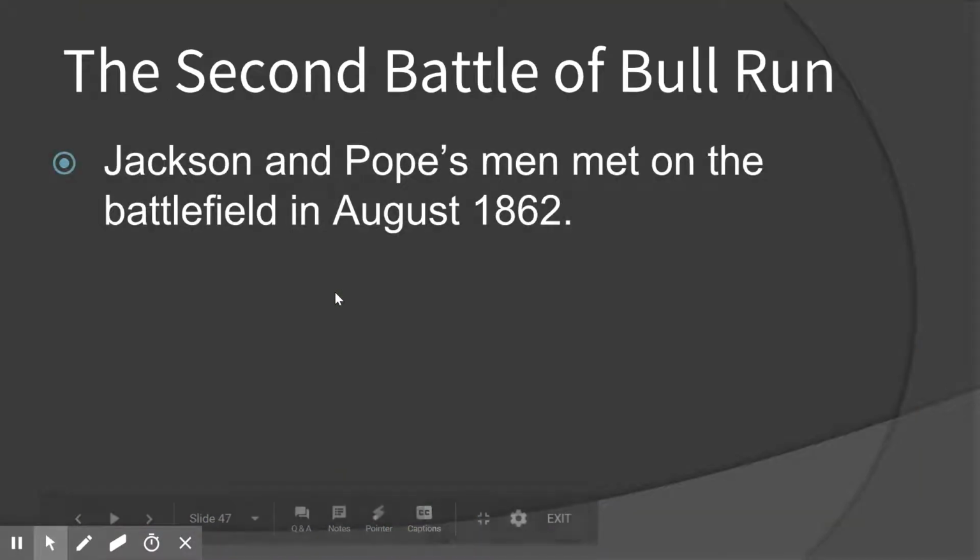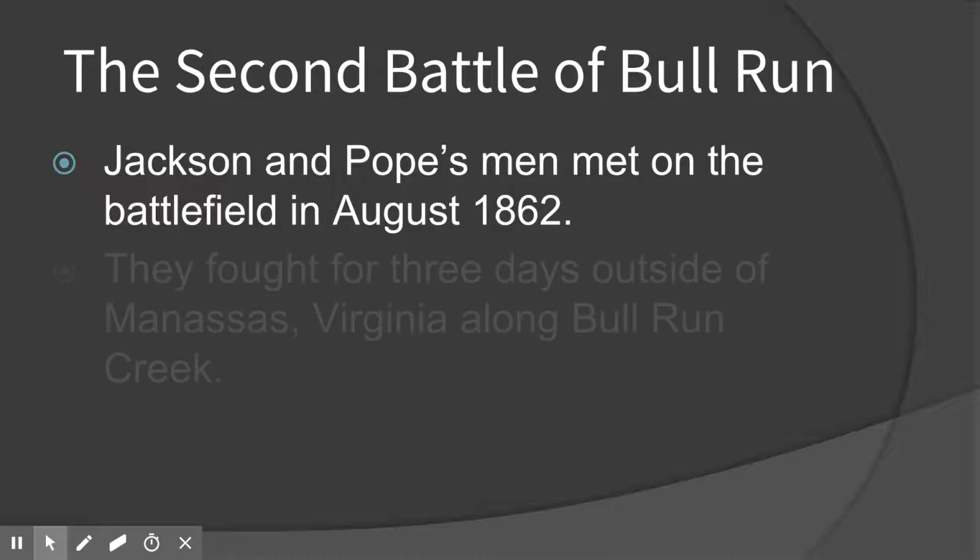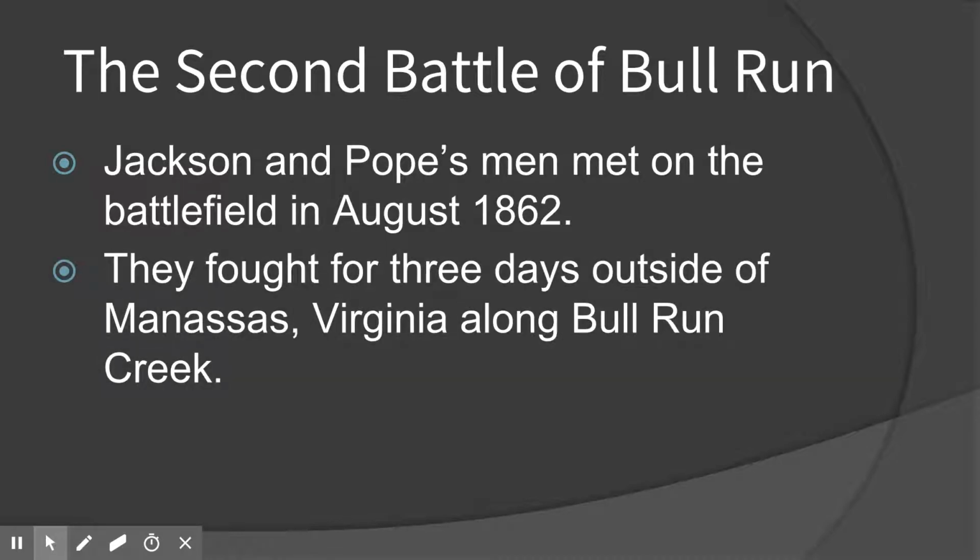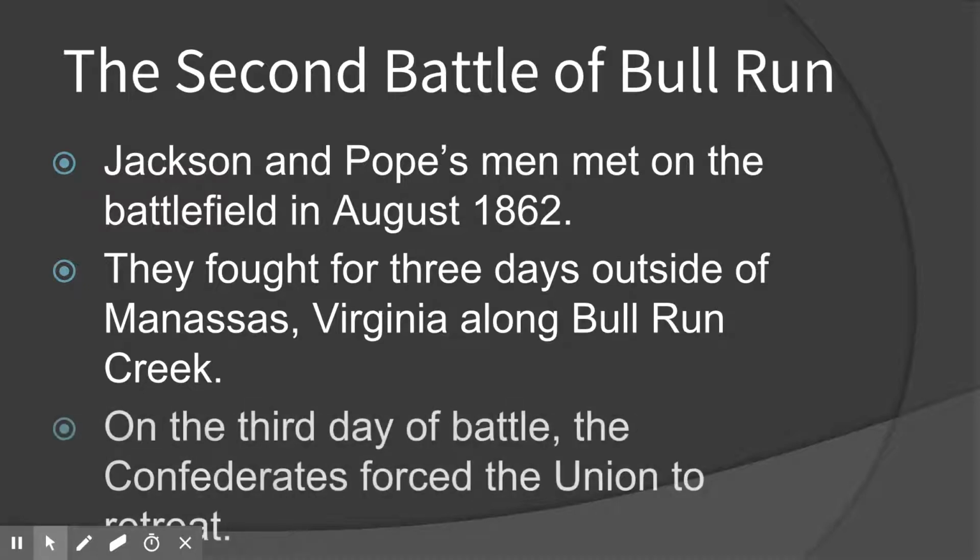So the Second Battle of Bull Run. Jackson and Pope's men met on the battlefield in August of 1862. They will fight for 3 days outside of Manassas, Virginia. So again, date, location. On the third day of battle, the Confederates forced the Union to retreat. So again, if the Union is retreating, that means the South won.